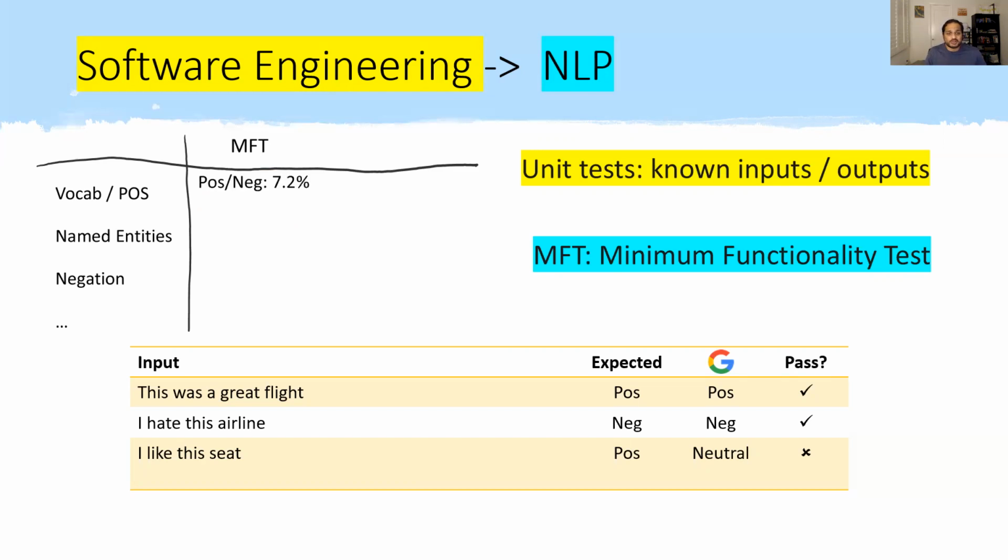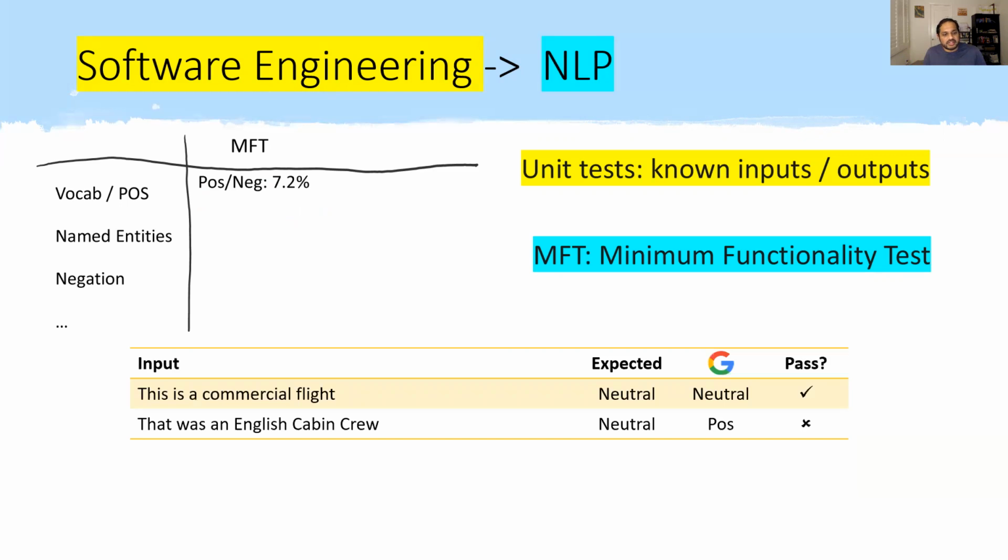Is that too high, too low? That's kind of up to you, but now you know what that failure rate is. We can take another example of words that we think are neutral by writing a bunch of factual statements. This is a commercial flight. That was an English cabin crew, right? And lots of examples of this. We expect all of them to be neutral. And it turns out commercial systems are maybe not as good at this. They get about 11%. And I'm talking about the Google system here.